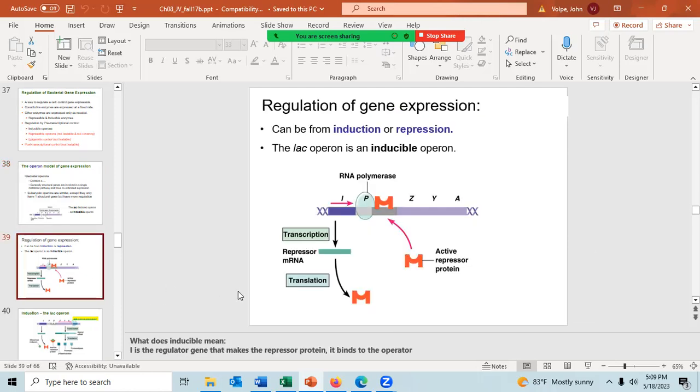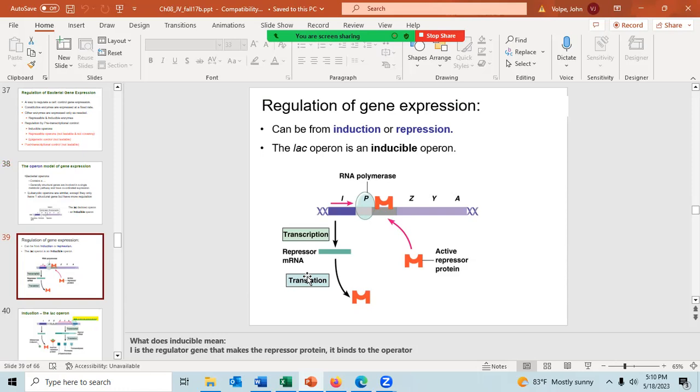As I stated, the I gene is normally not close to the gene it regulates. In the case of a eukaryote, the regulator is usually on a different chromosome than the gene that it's regulating, meaning the operon it's regulating.